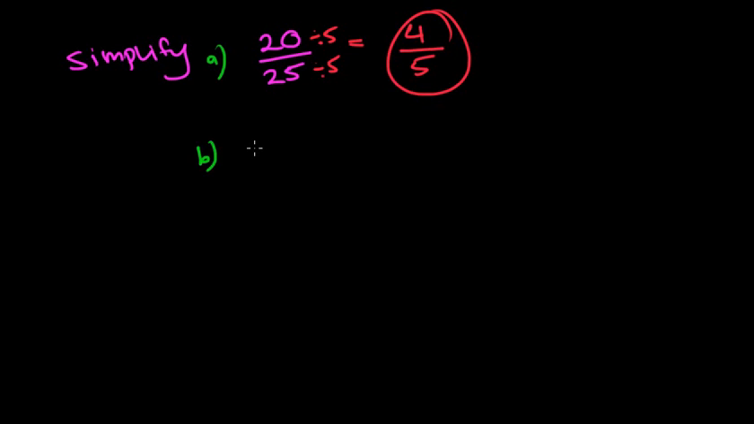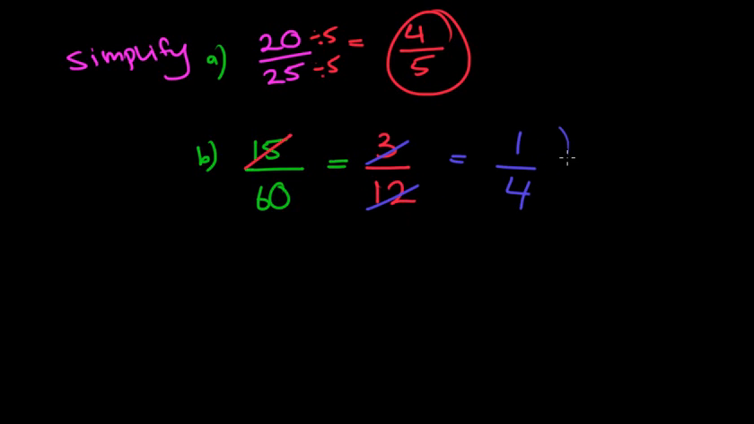Let's do 15 over, I'm using all 5s, aren't I? Over, let's say 60. So I gave you a bit of a hint there and said, I'm using 5. So how many 5s are in 15? Well, 5 times 3 is 15. How many 5s are in 60? Well, 12. But hold on, you might notice something. We can actually go further because 3 goes into 3 once, 3 goes into 12 4 times. I can actually go down to a quarter. So we always want to keep on going down as far as we possibly can.